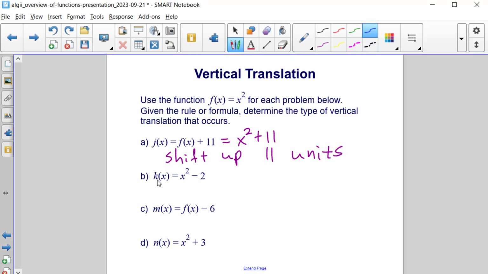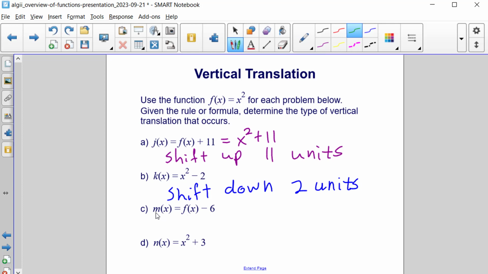Now let's look at part B. K of x is equal to x squared minus 2. Well, that's equivalent to f of x minus 2. So that's going to be a shift. Because it's minus 2 and that negative 2 is less than 0, it's going to be a shift downward. So a shift down 2 units.